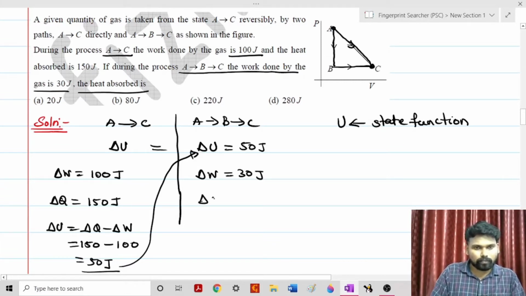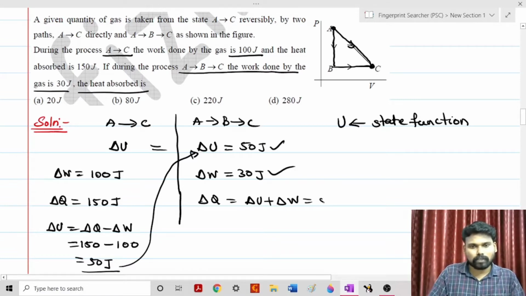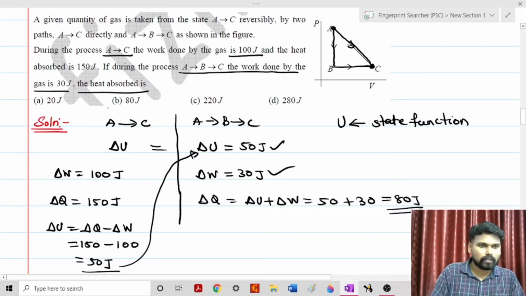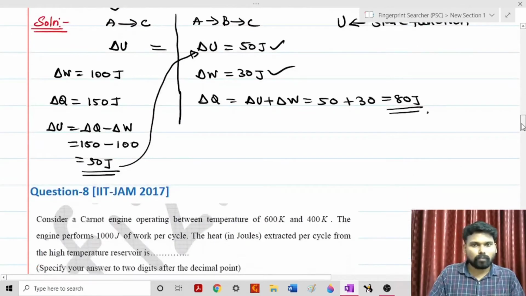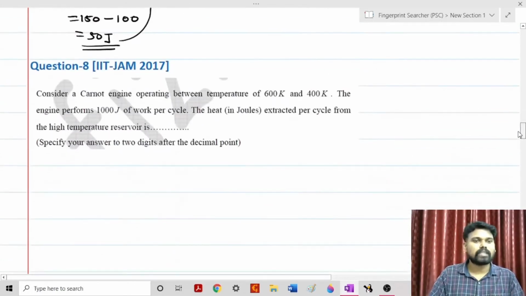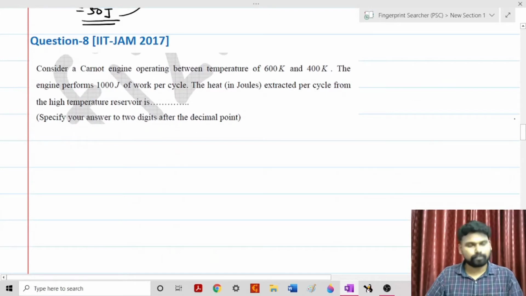What is delta Q? What is the formula? By the first law of thermodynamics, delta Q is equal to delta U plus delta W. So we have delta U and delta W, so it is 50 plus 30. What will be the answer? 80 joule. 80 joule is the answer. It's a very good question, but not difficult. Internal energy is a state function.